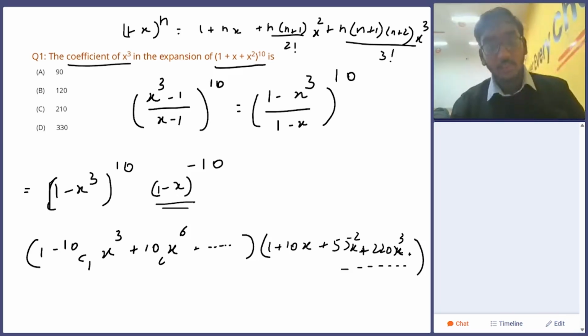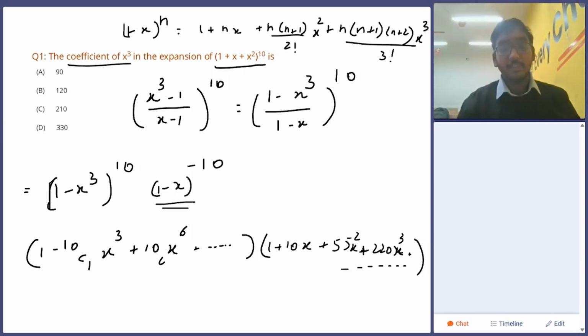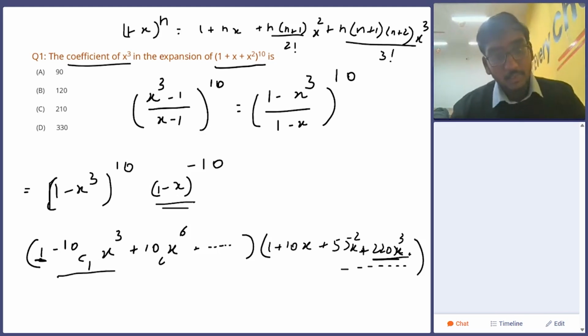To find the coefficient of x cube, there are two possibilities when you multiply these two product terms. One possibility is when this 1 is multiplied with this 220 x cube, you will get an x cube term. Or when this negative 10c1 x cube is multiplied with 1, you will get another x cube term. That is the second possibility.